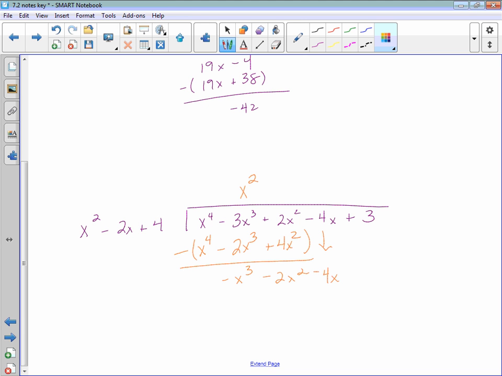Figure out what you're multiplying by. Multiply, subtract. Like, that's all you're doing. So, what am I multiplying by? How do I turn that into that? Okay, you just gave it. What do you multiply by?